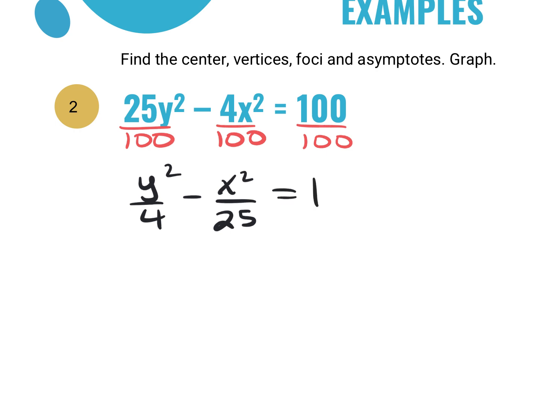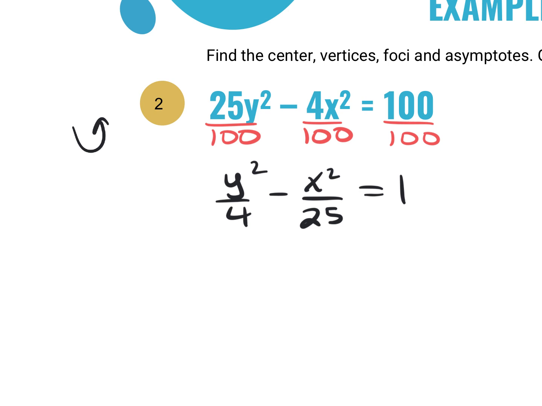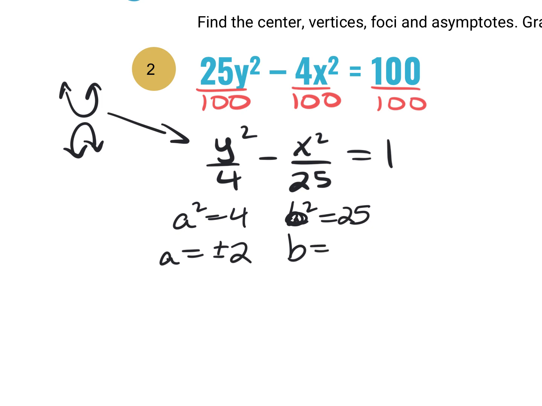And it equals 1. The variable I see first is the y squared. So this tells me it's going to be vertical. So my graph is going to look like this, the happy and the sad parabola, because I see y squared first. So again, a squared is always first. B squared is second. So a is equal to plus and minus 2. Oh, there should be a b. B is equal to plus and minus 5.